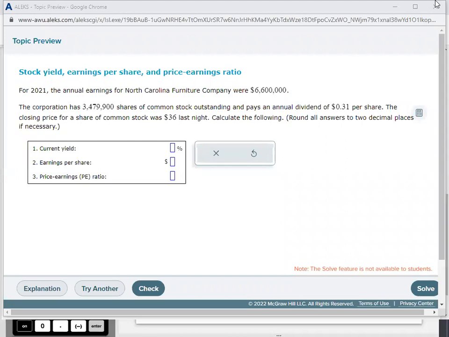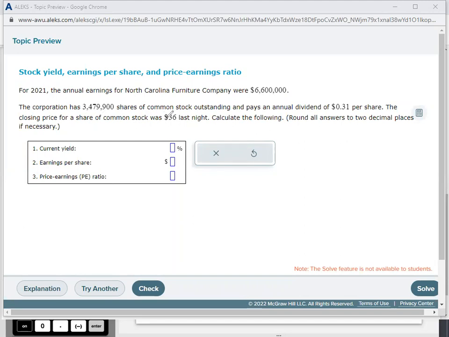Okay. So let's talk a little more about stocks. For 2021, the annual earnings for North Carolina Furniture Company were $6.6 million. Okay, now that's earnings. That's before they start paying employees, paying to keep the lights on, paying for the land, paying for product, paying for shipping the product, and a bazillion other things. So it's not like, wow, they made a ton of money, they're just going to pocket it. It's like, no.